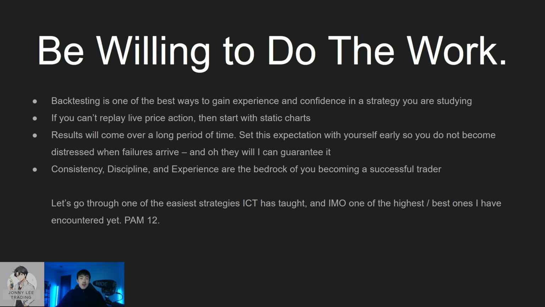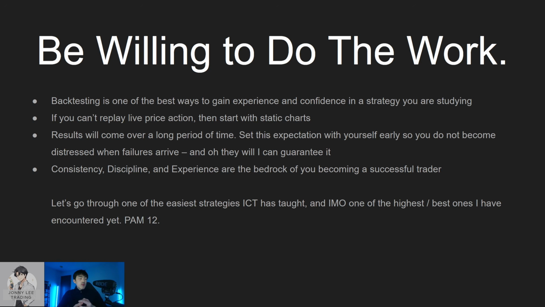So at the end of the day, the biggest thing you need to train your brain is to be willing to do the work. Do it yourself. Go back on your charts. Think about how you're going to test your strategy, what you're looking for, pay attention, journal, do it yourself. Make sure you're willing to do the work. This is one of the best ways to gain experience without having to blow accounts and gain confidence in the actual thing that you're trying to backtest, right?